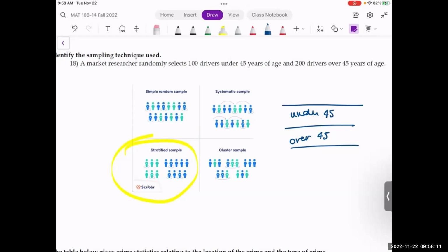So why is this one not cluster, by the way? Because the 100 drivers here and the 200 drivers here, they could be anywhere, right? So it's not the location that is important. What is important is the age, the age group of them, right? Okay.